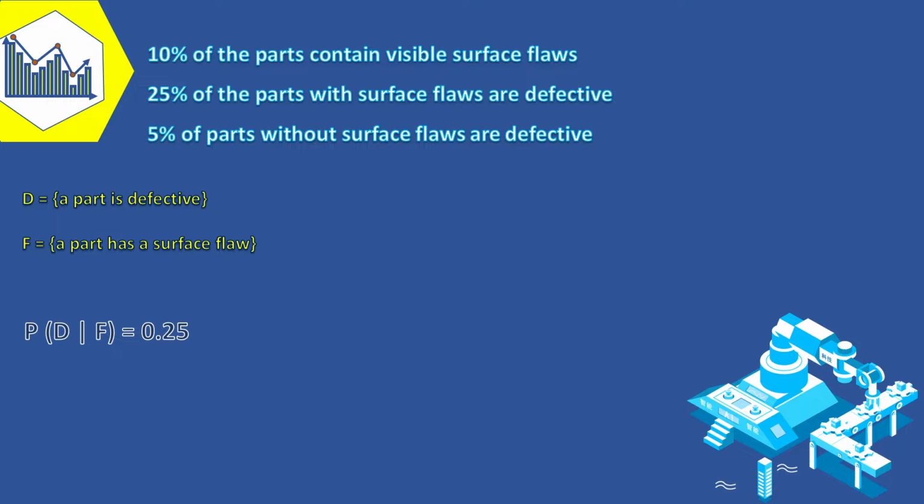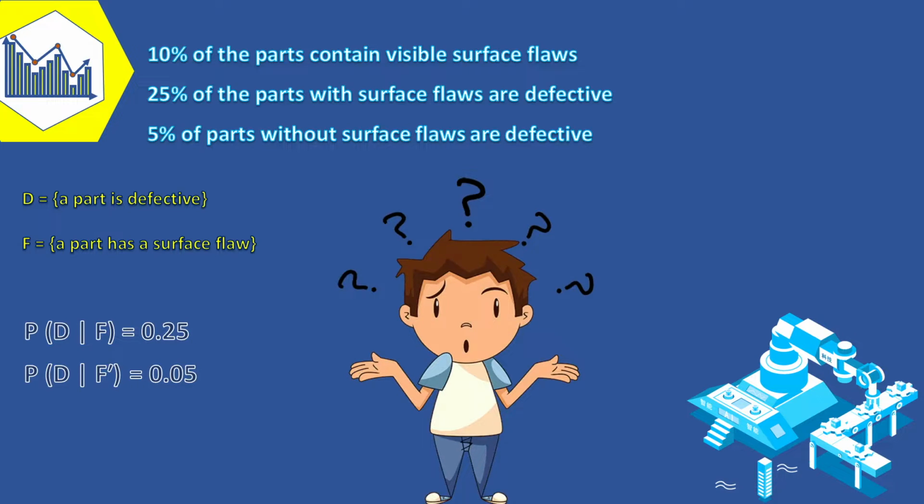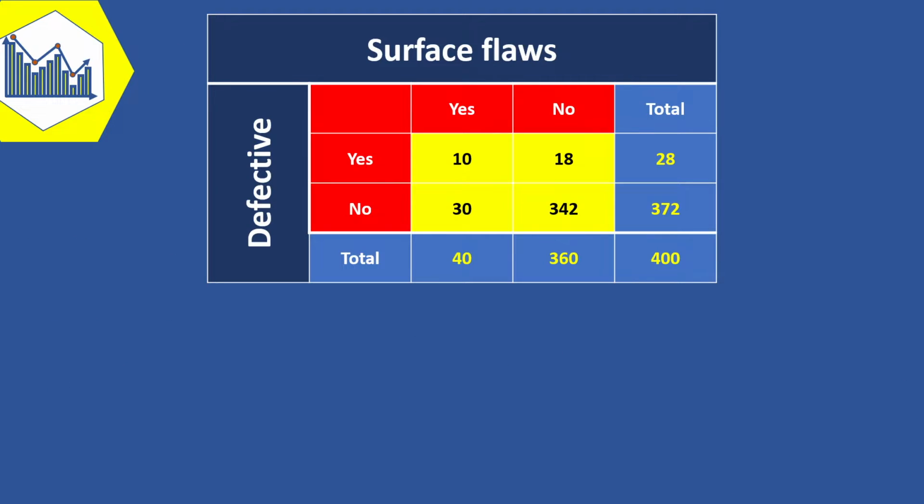Furthermore, because F prime denotes the event that a part does not have a surface flaw, and because 5% of the parts without surface flaws are defective, we have the probability of D given F prime equals 0.05. You might get confused by the calculation of the last probabilities, but don't be afraid. With the following example, which is the numeric version of our example, you will completely figure out where those probabilities come from. This table provides an example of 400 parts classified by surface flaws and as functionally defective.